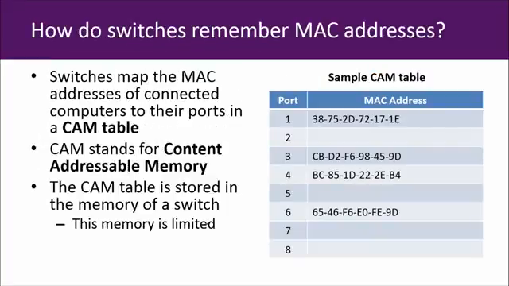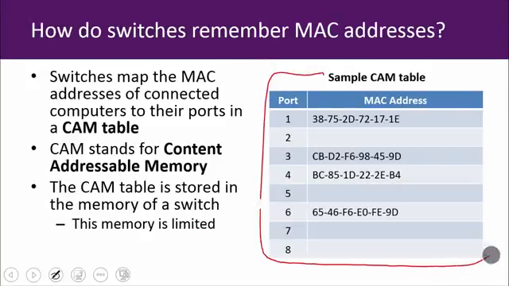So you might be wondering, how do these switches remember MAC addresses? Well, switches have memory that's dedicated to remembering these addresses. Switches are just going to map the MAC addresses of connected computers to their ports in something called a content addressable memory table. All right, so you can see a basic example here. It's not a table as we think of it, right? Because it's really simplified data. But a sample CAM table is there.